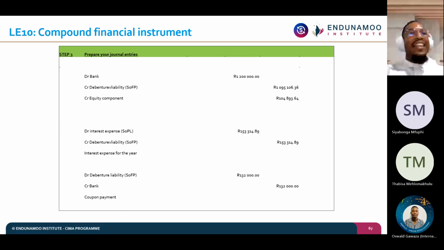Then at the end of the year, we would have to account for the payment, the payment being 11% of the par value. In accounting for the payment, we would credit the bank account and debit the debenture liability for the coupon payment. The equity component, equity is never remeasured, ladies and gentlemen. So the equity component will just stay as 104,893 up until the end of the debenture period.